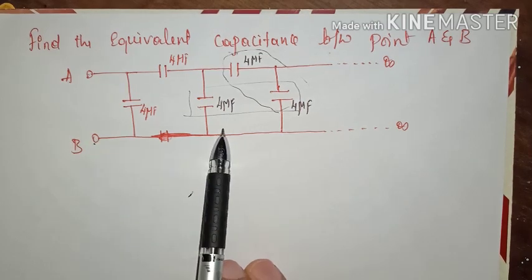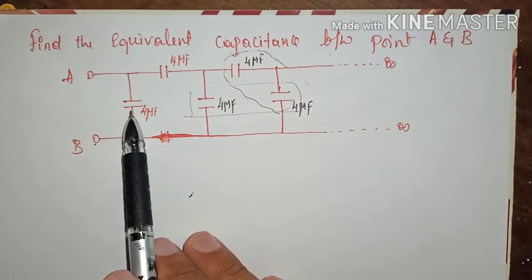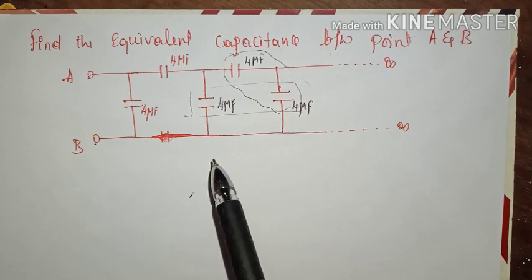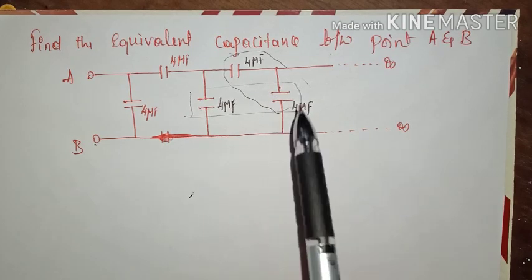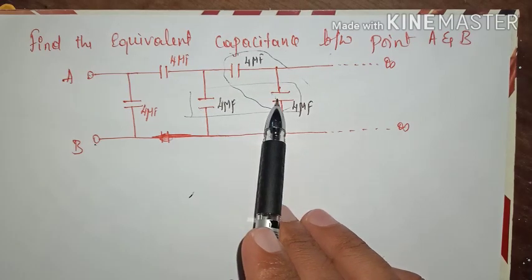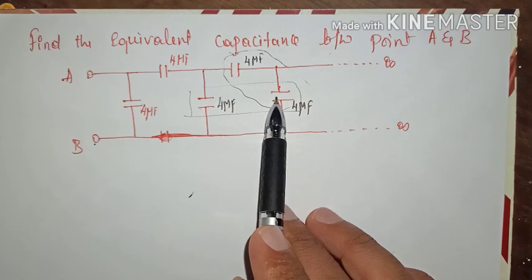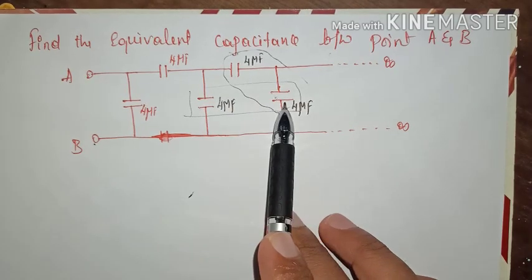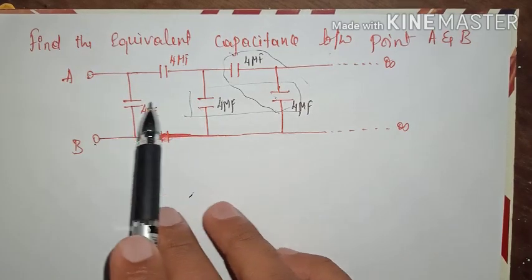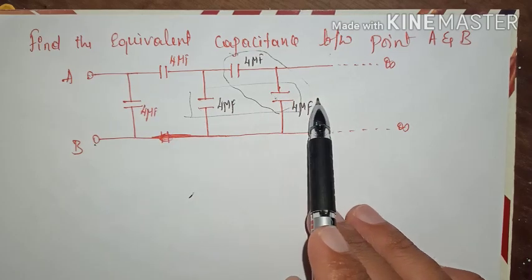Here is the connection. You can see the capacitors connected in series as well as parallel. You must know the combinations of series as well as parallel. Now observe these two capacitors. These two are connected in series and these two are connected in parallel. Similarly, these two are in series and these two are in parallel. You remember this. Okay, so what will be the next one?